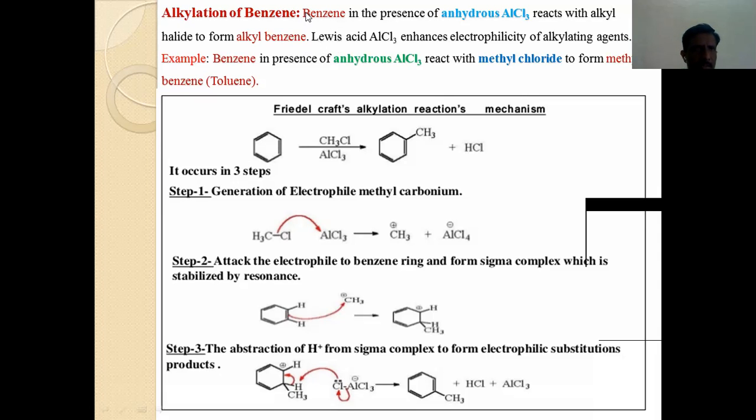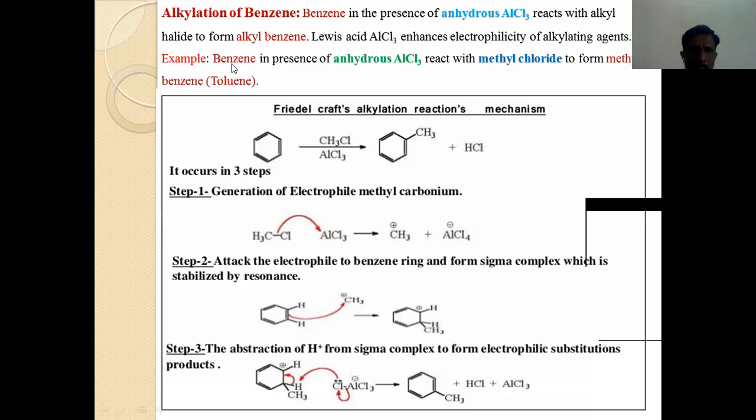Here, as a representative example, I have put one example of an alkylation reaction of benzene. When benzene in the presence of anhydrous aluminum chloride reacts with an alkyl halide, it forms the alkyl benzene. Now the Lewis acid, that is AlCl3, is used to enhance, to increase the electrophilicity of the alkylating agent. Why are we using AlCl3? AlCl3 increases the electrophilic power. Are you clear? It means a strong positive charge is generated if you add AlCl3. If you remove AlCl3, no strong positive charge is generated, and that's why we are using AlCl3. So AlCl3 acts as a catalyst to increase the electrophilicity of the alkylating agent.